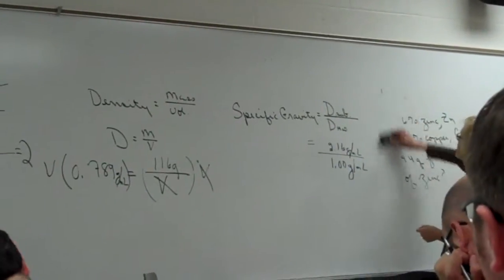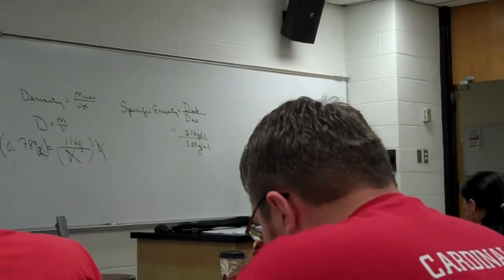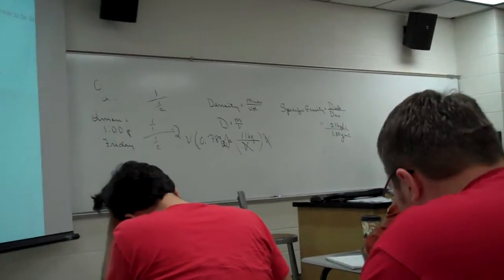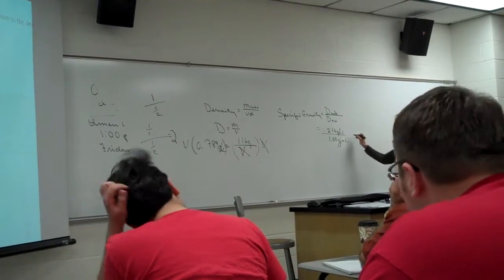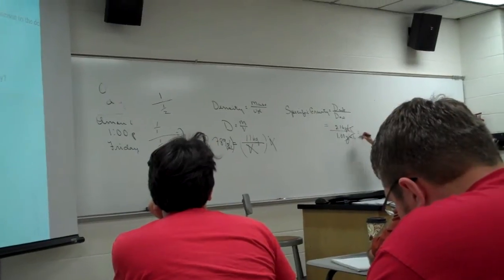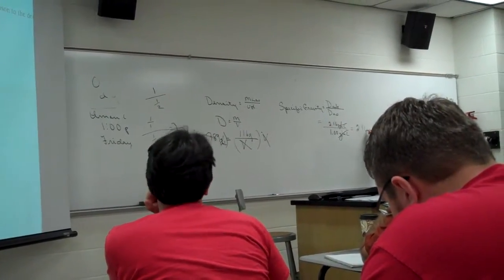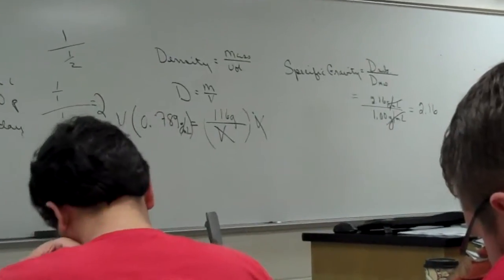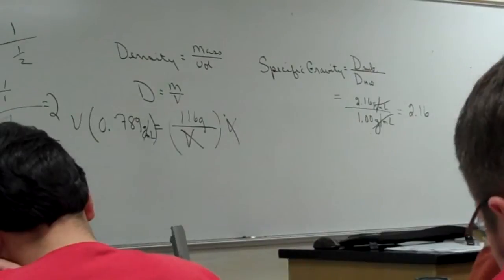Okay, so Clint, when we work that out, how many sig figs do you want in your answer? 3. What about your units, Clint? What's going to happen to them? They'll cancel. The whole shebang is going to cancel. And so all you have to do, specific gravity is 2.16.